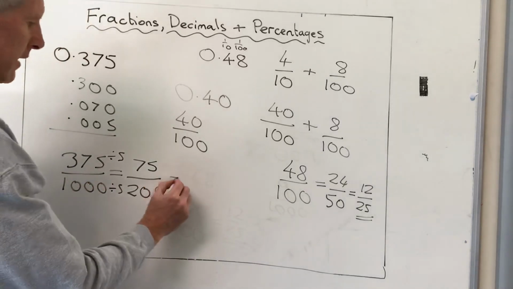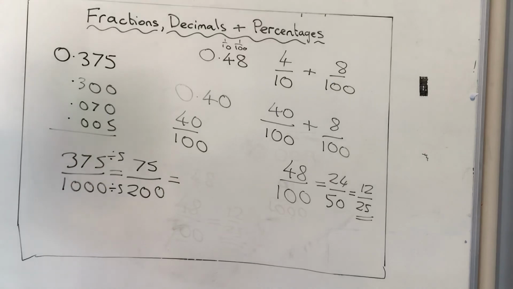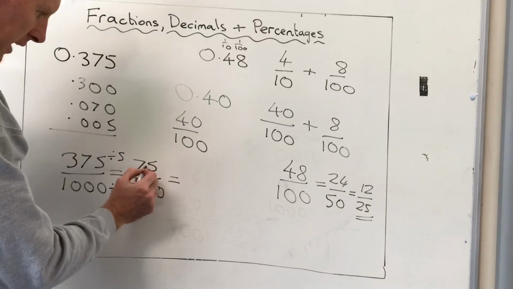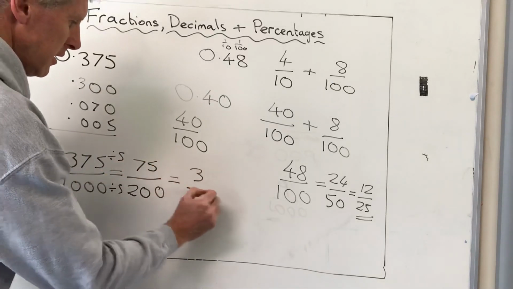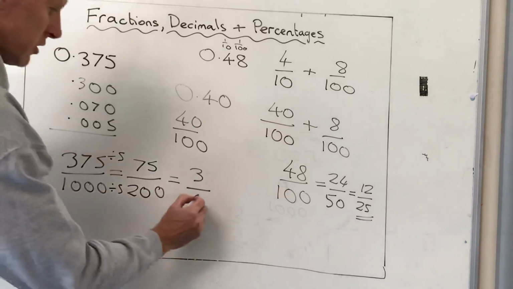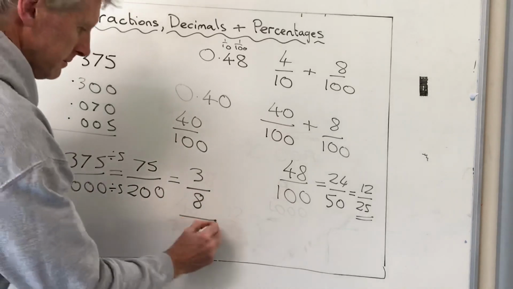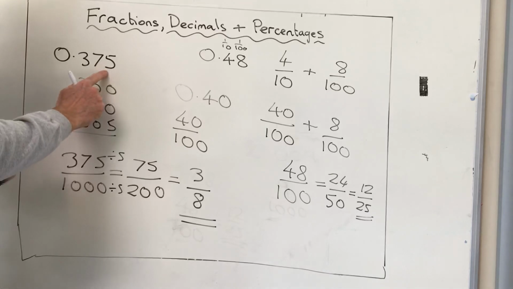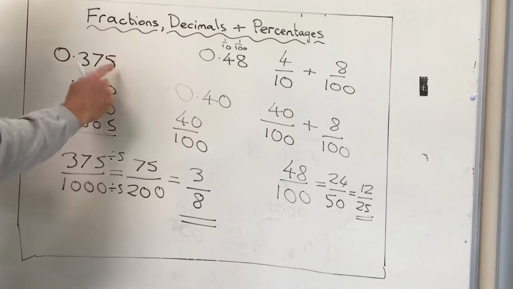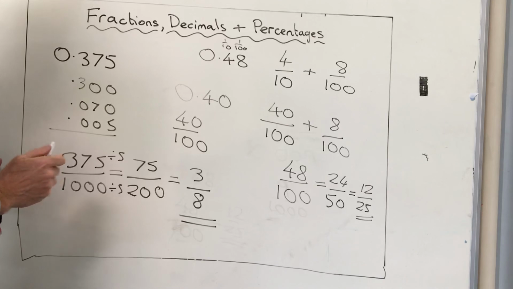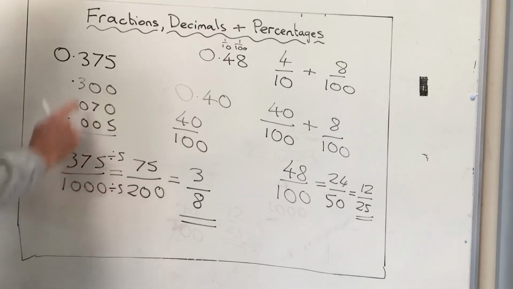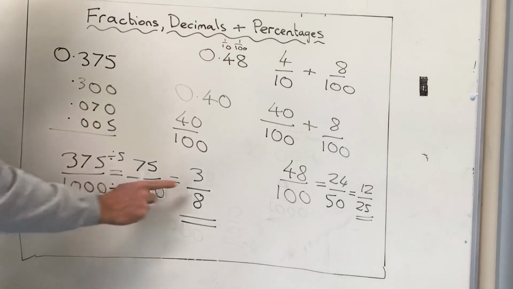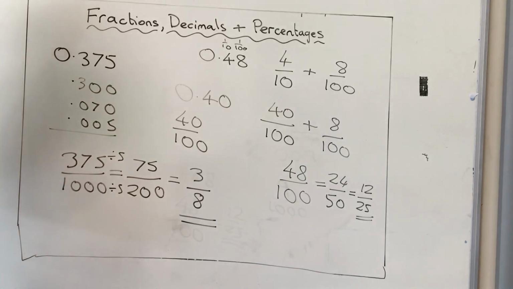Into lowest terms again. Well, I'm going to divide by 25. How many 25s in 75 is 3? How many 25s in 200 is 8? So our answer is 3/8. The secret is, look at the final digit. That's the column or the fraction we're going to work with. So in this case, the thousandths, we've got 375/1000, and you put it into lowest terms. Have a go at exercise 11.1.